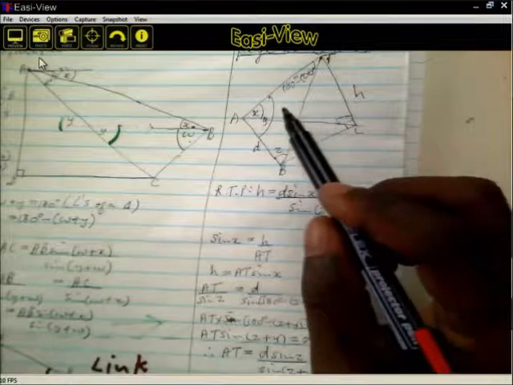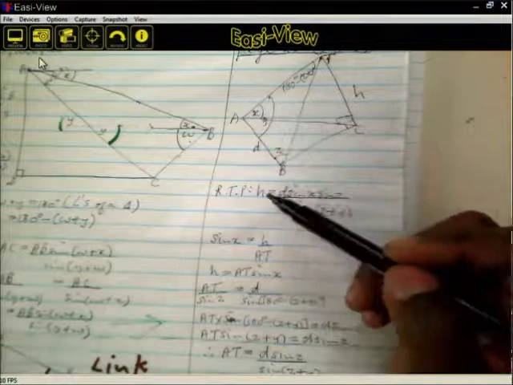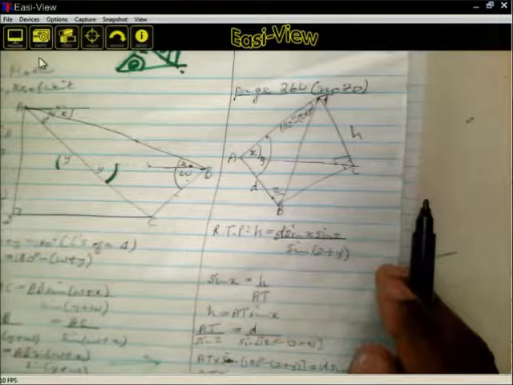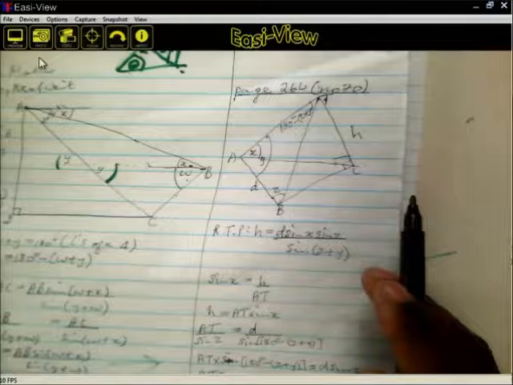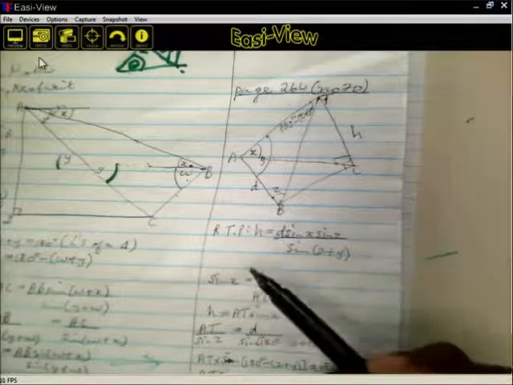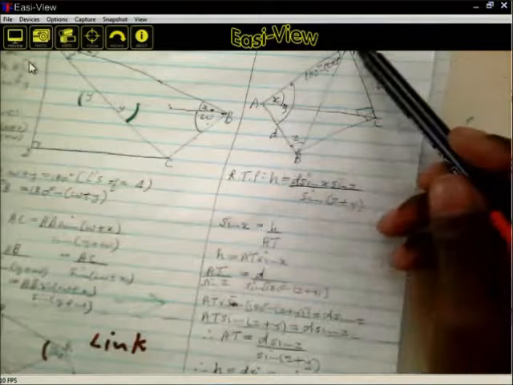triangle. Sine x is equal to H over AT. Opposite over hypotenuse. And we make H the subject of the formula. And then we have in this other triangle. Okay?